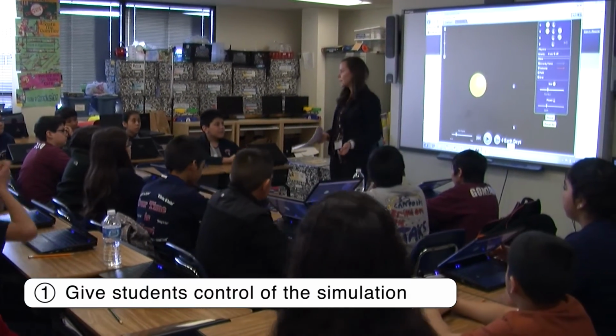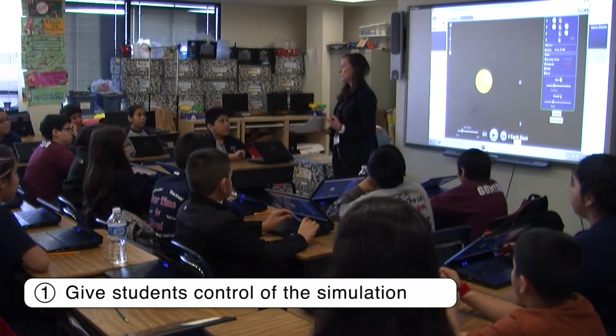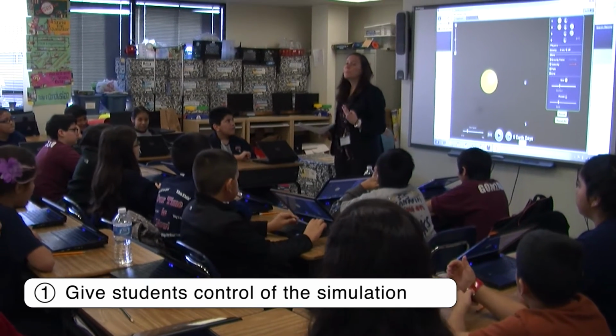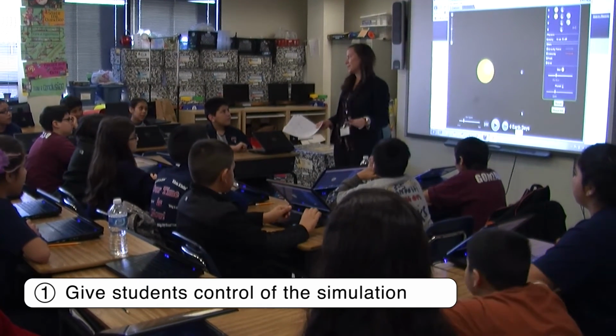So as you're playing with the sim, please remember, you cannot hurt the sim, you cannot hurt the computer, and you may try whatever you want out on the sim.